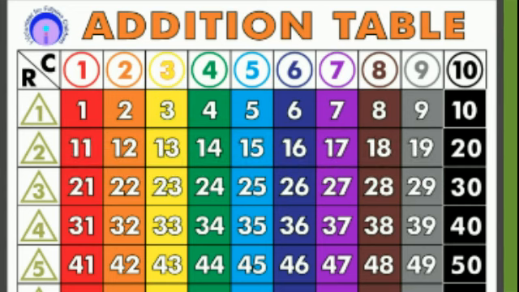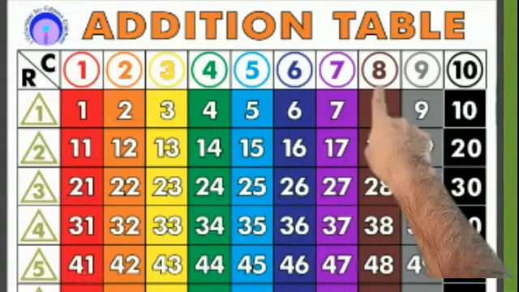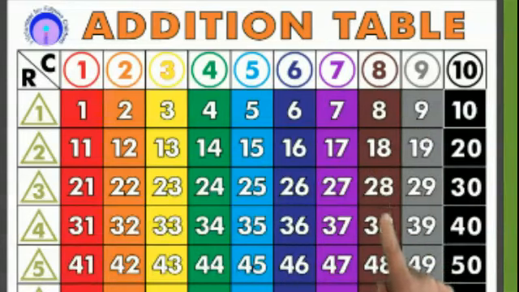Now, let's go to the last 3 columns, 8, 9, and 10, which are colored in earth colors. The 8th column, or column 8, is colored brown. All numbers under this column end in 8.